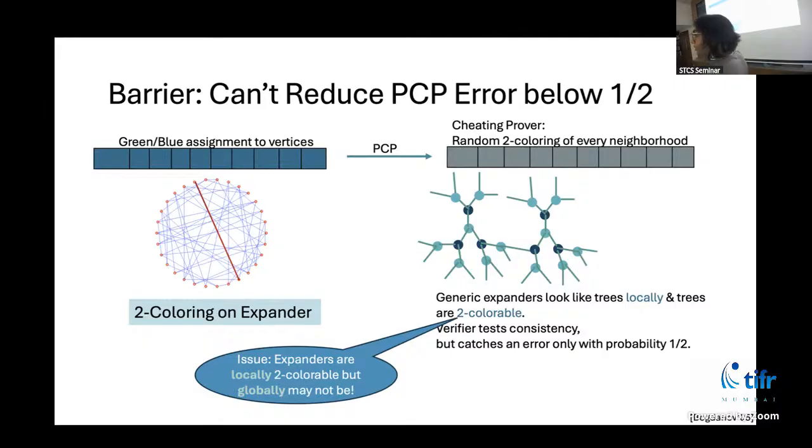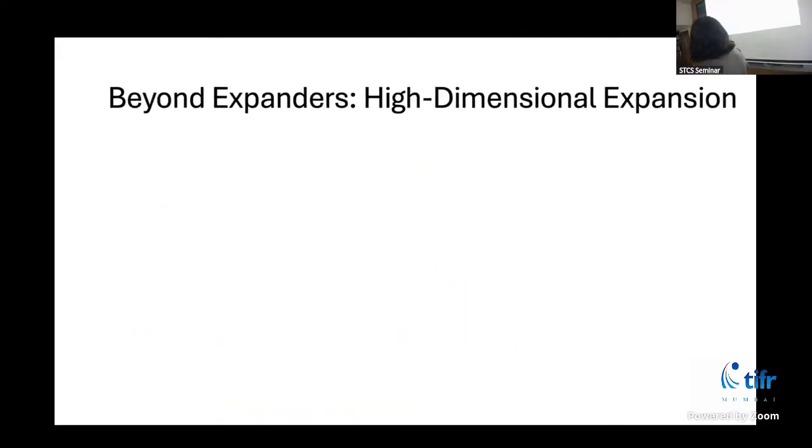Okay, so any questions about this? Okay, so that's where many people in the community, like Dinur and Kaufman, thought that we should go to high dimensional expanders.